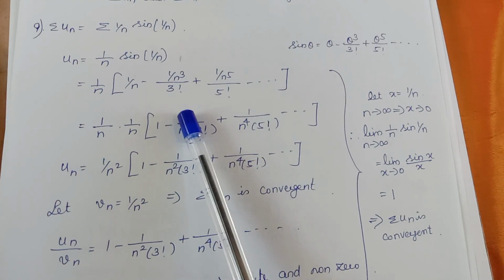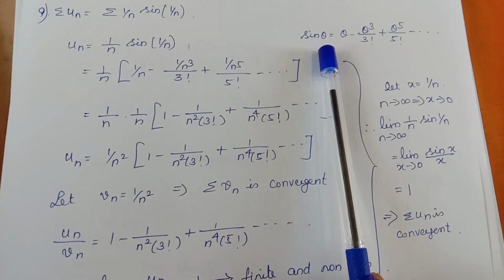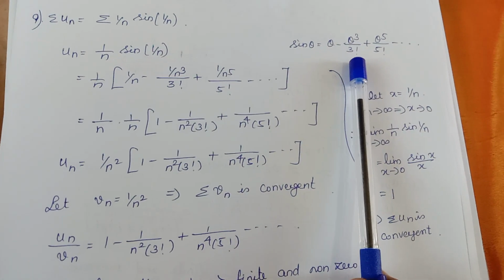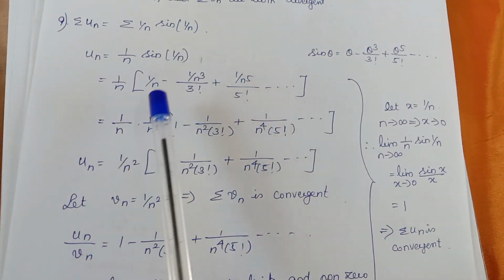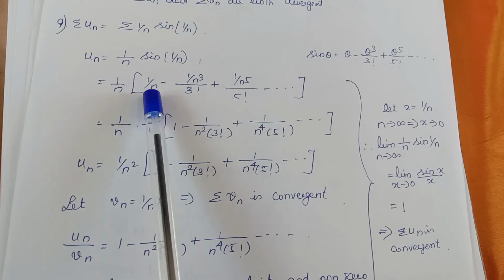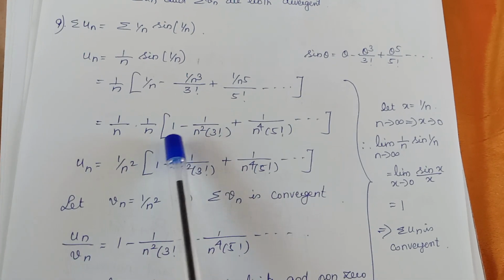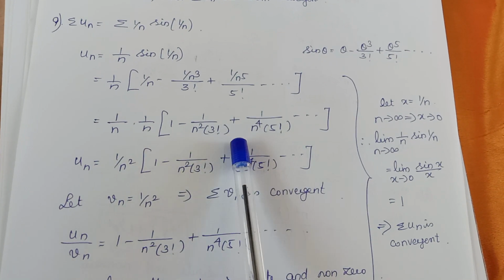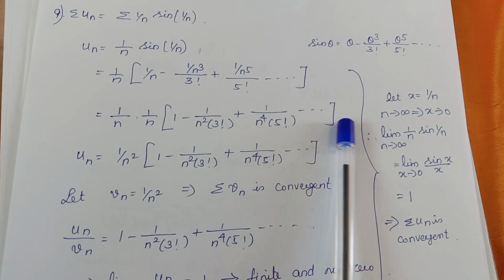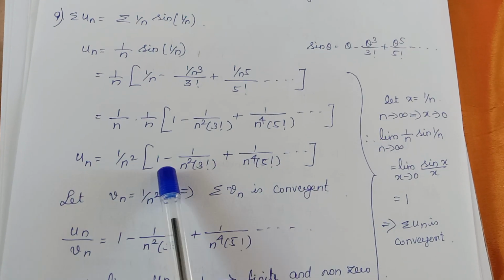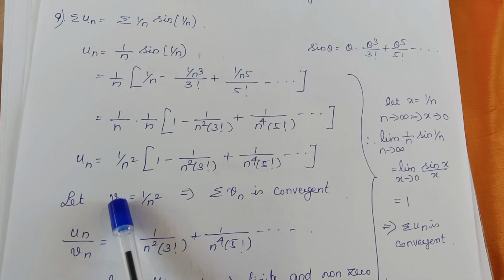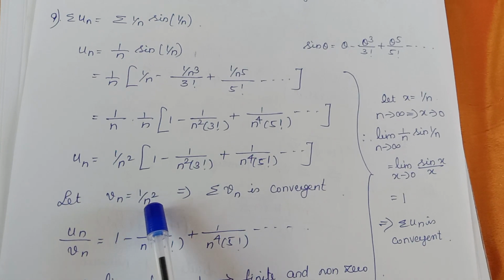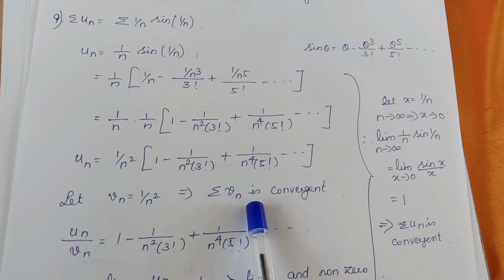The another way is by writing the expansion. What is the expansion for sine theta? Theta minus theta cube by 3 factorial plus theta power 5 by 5 factorial minus etc. So in that way you expand this. So 1 by n into, from this you take 1 by n outside, 1 minus 1 by n square into 3 factorial plus 1 by n power 4 into 5 factorial etc. So it is 1 by n square into terms. Now you take Vn equal to 1 by n square. Here this is of the form 1 by n power p with p equal to 2. Therefore this is a convergent series.